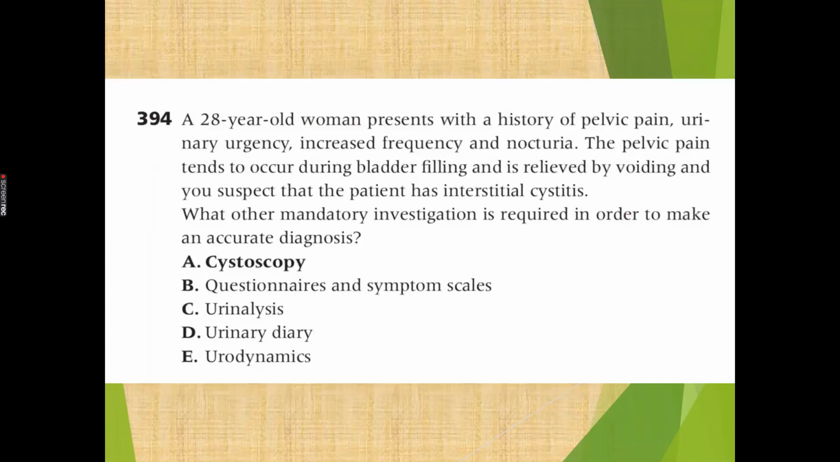It's a cystoscopy. You need to do a diagnostic test. The mandatory investigation that you need to do will clinch your diagnosis. This is a cystoscopy. So you don't need a diary, you just sit in the urogynec OP and give the chart, the frequency volume chart, or what we call the bladder diary. So the mandatory investigation to pick up the accurate diagnosis of bladder pain syndrome is cystoscopy.